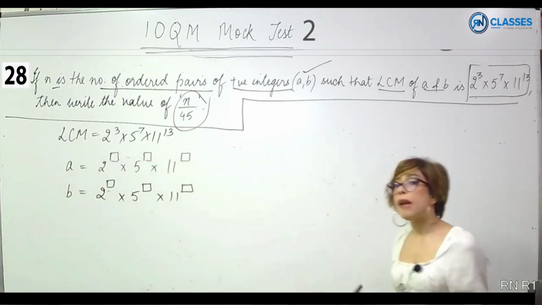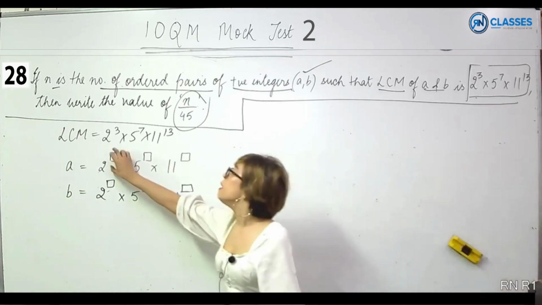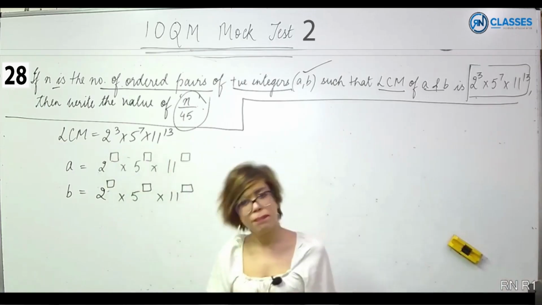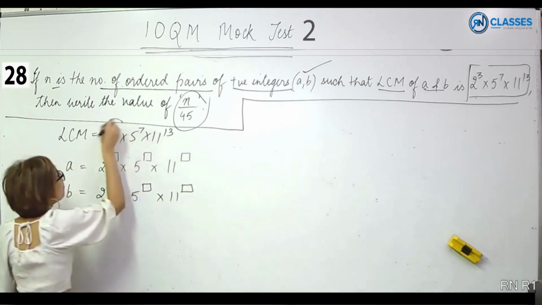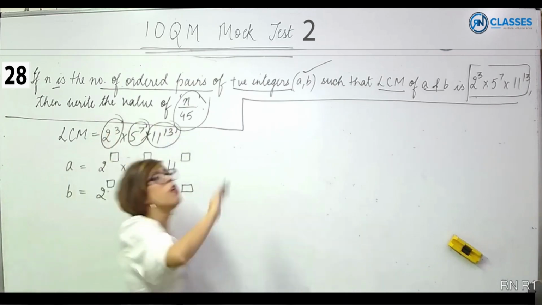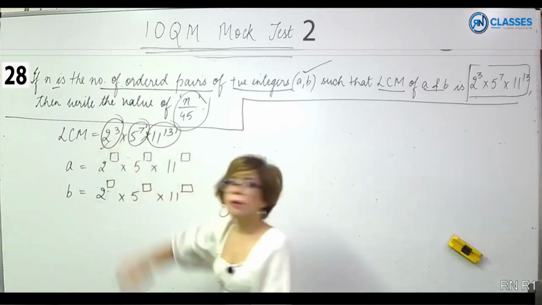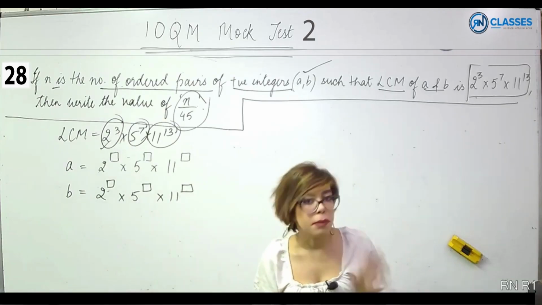So if I need to find the number of ordered pairs, I need to find the different powers of 2, the different powers of 5, the different powers of 11. Now he says that the LCM is 2 raised to 3 into 5 raised to 7 into 11 raised to 13. Now let's go back to junior classes. How do I get this 2 raised to 3 in the LCM? Mind it, I am talking about the lowest common multiple.